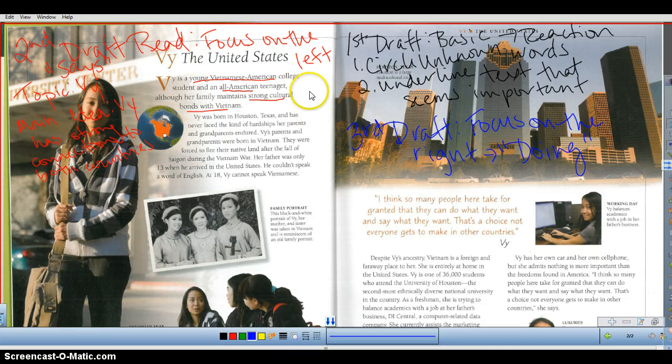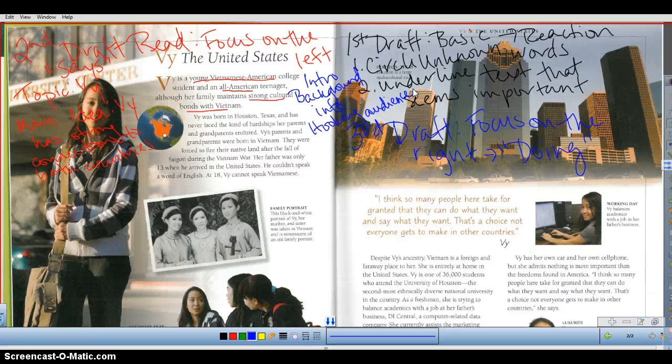So what is the author doing? Well, first of all, this is an introduction. So that's clearly what the author is doing. The author is also providing background information. Okay? The author is also hooking the audience. So by saying that she's an all-American teenager but also has strong cultural bonds with Vietnam, the author is hoping that you will relate with the fact that she's an all-American teenager, or that you'll understand what it means to be an all-American teenager.